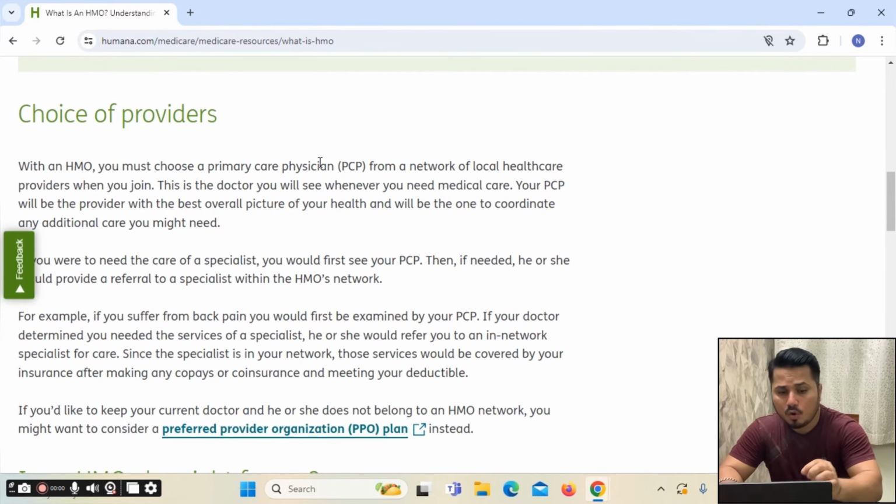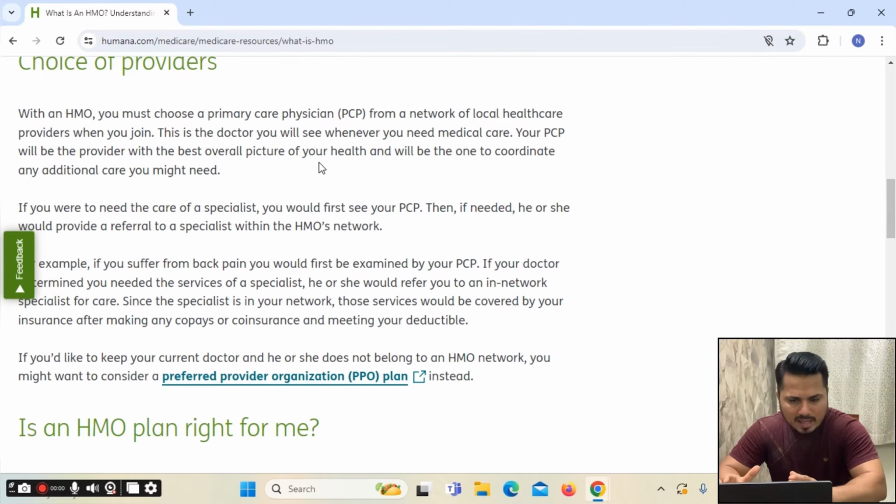Now, choice of providers. With HMO plans, you must choose a primary care physician from a network of local healthcare providers when you join. This is the doctor you will see whenever you need medical care. Your PCP will be the provider with the best overall picture of your health and will be the one to coordinate any additional care you might need.